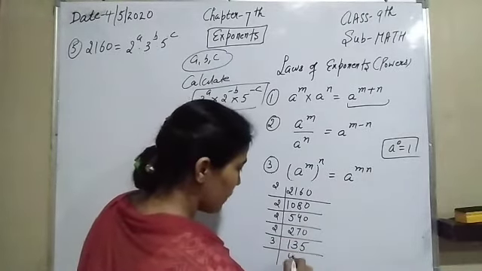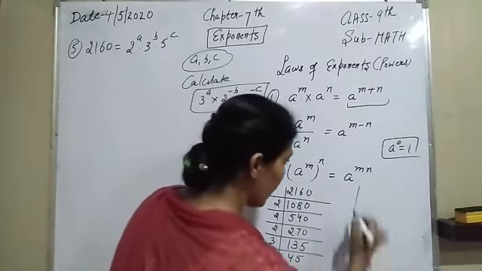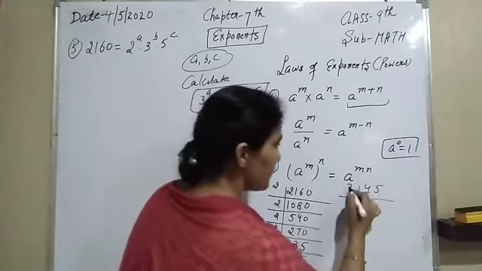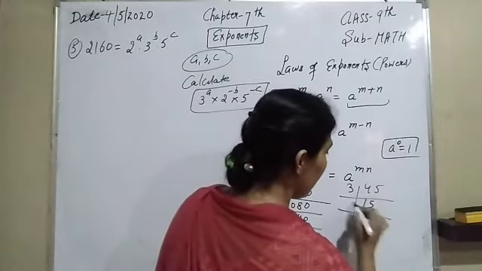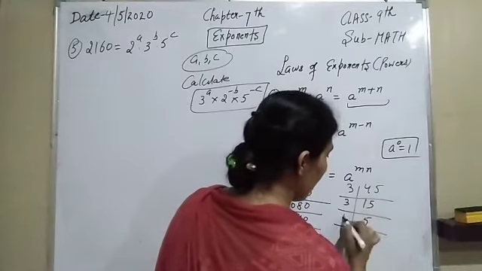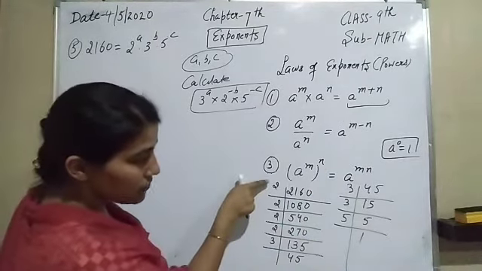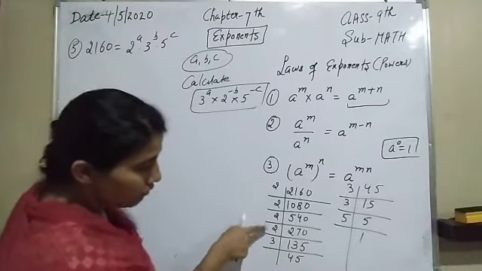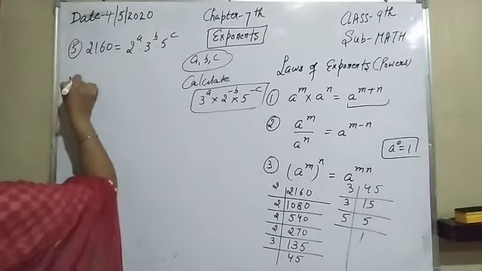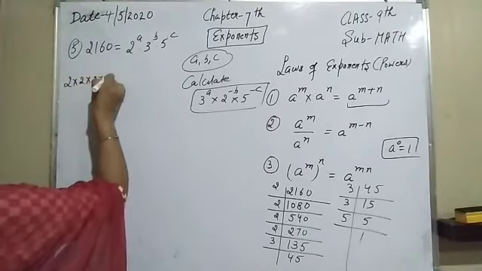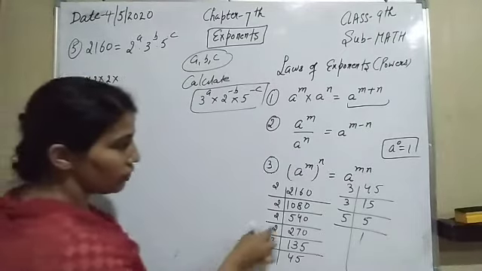After that 3 4s are 12 and 3 5s are 15. After that is 14 here. Here 3 1s are 3, 3 5s are 15. Here 5 1s are 5. Now after that, how many times does 2 come? 1, 2, 3, 4. It can be written as 2 multiply 2 multiply 2 multiply 2 multiply 3 3.